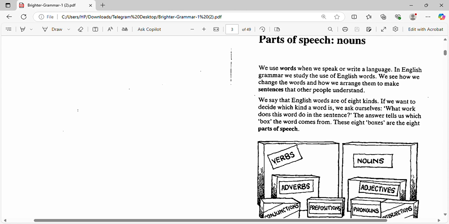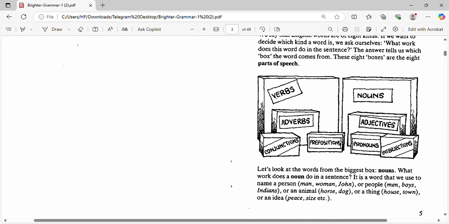If we want to decide which kind a word is, we ask ourselves, what work does this word do in the sentence? The answer tells us which box the word comes from. These 8 boxes are the 8 parts of speech. Just as we have our body, we have the whole body, then we have parts of the body. We have the hand, and each part of the body has its own function. Just the same way, the English words have 8 parts that each have their own function. It functions in different ways in a sentence.